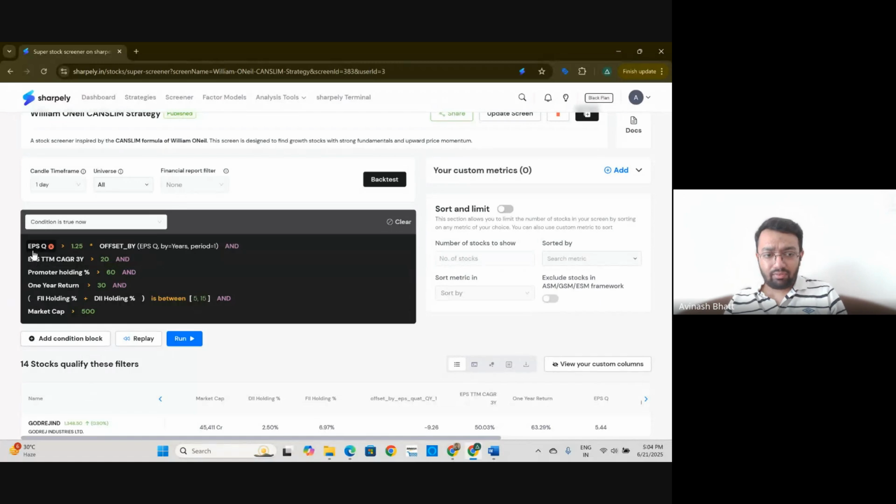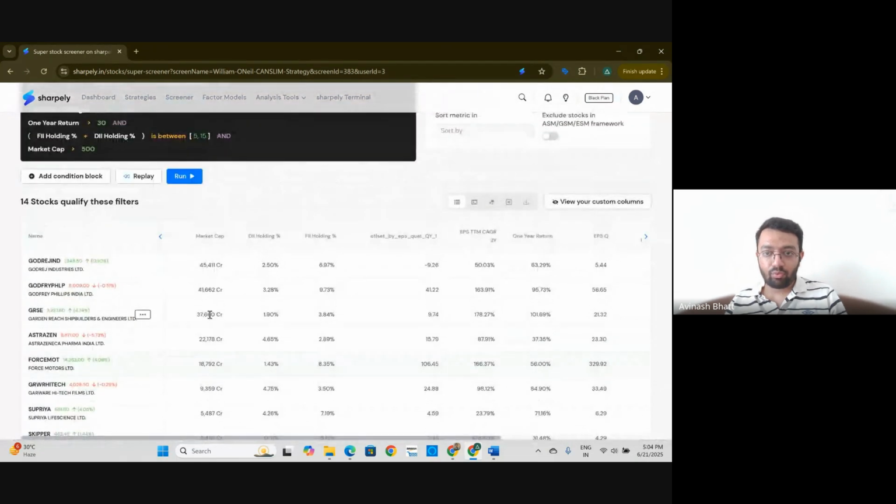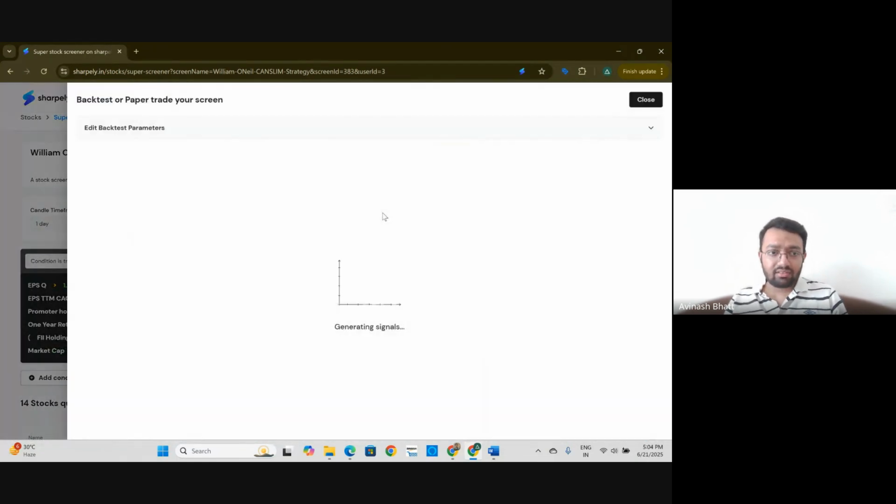So first, EPS growth should be strong, then promoter holding, 1 year return should be greater than, so technically strong, and FII plus DII holding should be between 5 and 15%, right? And then market cap should be above at least 500 crores. We again have 14 companies. You can backtest and check how the screen is doing.